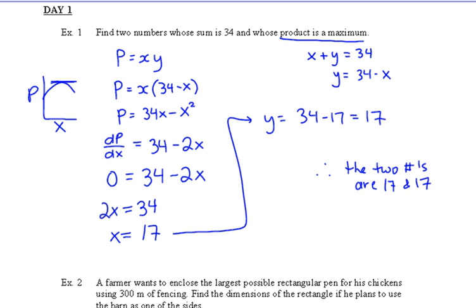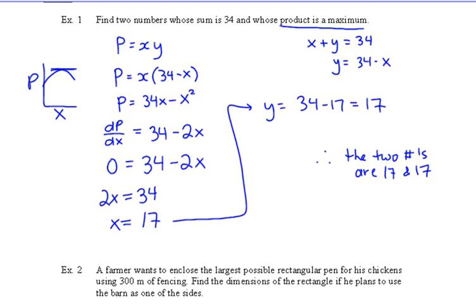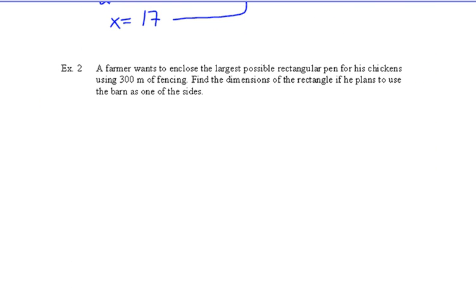Yeah, it's very similar to your max, except for before you actually did completing the square, right? Because they were quadratics, and then you found your max, probably. You probably dealt with this type of problem before too. A farmer wants to enclose the largest possible rectangle pen for his chickens using 300 meters of fencing. Find the dimensions of the rectangle if he plans to use the barn as one of the sides.